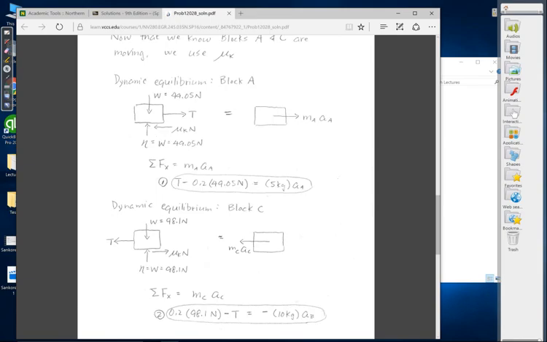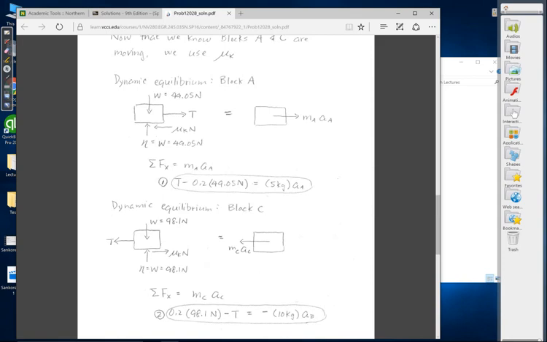But for the frictional force now, we're going to make use of the coefficient of kinetic friction. And then if you look at A, we know that the only acceleration that's going to happen is that it's going to move towards the right. So there's that: mass times acceleration of A, all going towards the right.